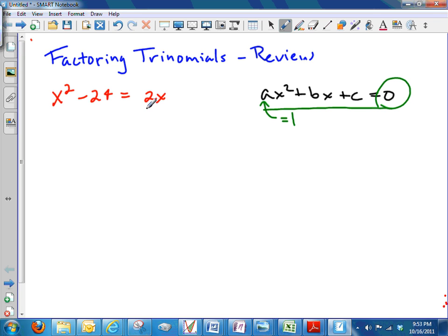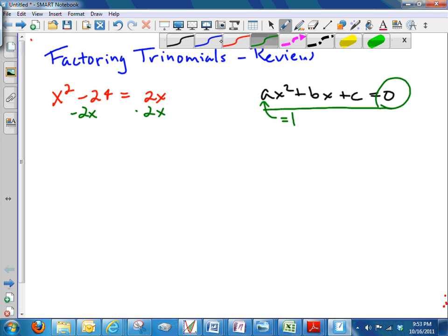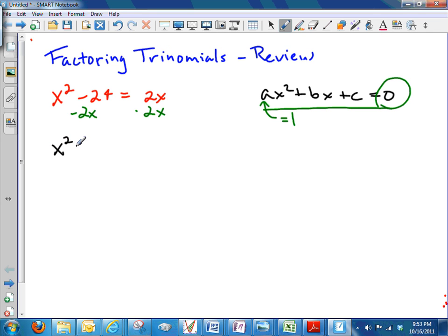So the first thing that I need to do is remove this 2x by subtracting it from both sides. So minus 2x. When I rewrite my quadratic, I want the square term to come first, the first degree term, the x to the first power, to come second, and then the constant to come third, and then 0 on the other side.